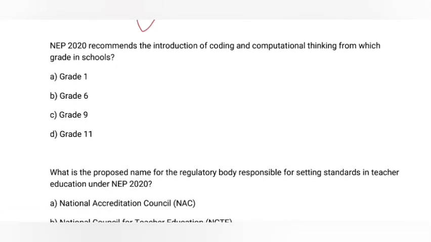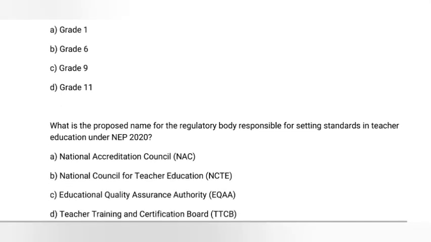Likewise, NEP 2020 recommends the introduction of coding and computational thinking from which grade in schools? 1, 6, 9, grade 11. So you all know it will be grade 6.